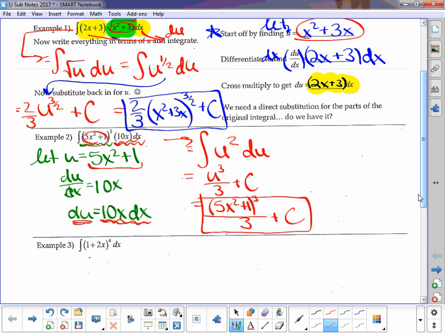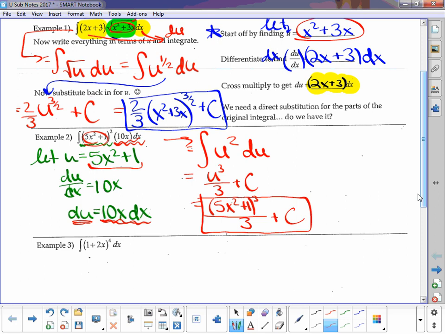Okay. Now, nicely in these two problems, well, here in example 2, our 10x dx was right next to each other. Whereas we can see in example 1, 2x plus 3 was not right next to your dx, so sometimes you have to look for those different pieces.